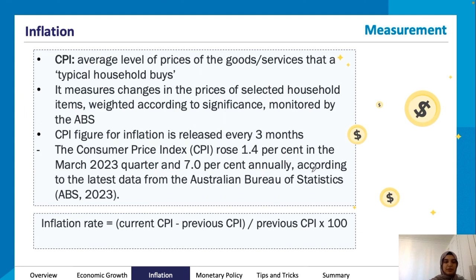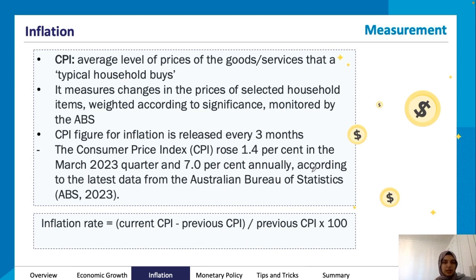So inflation may be a term that you've been hearing a lot recently. Hopefully this will reaffirm your understanding of what it is. So the CPI, what is that? CPI stands for Consumer Price Index. It is the average level of prices of the goods and services that a typical household buys. So it's a basket of goods and services that most households will typically buy.